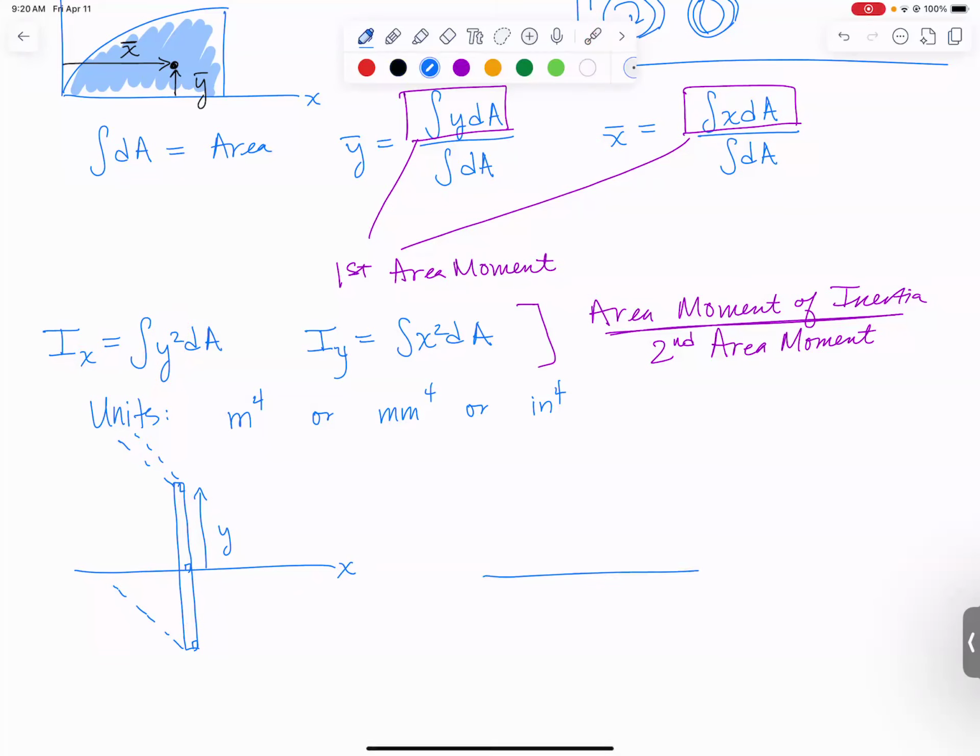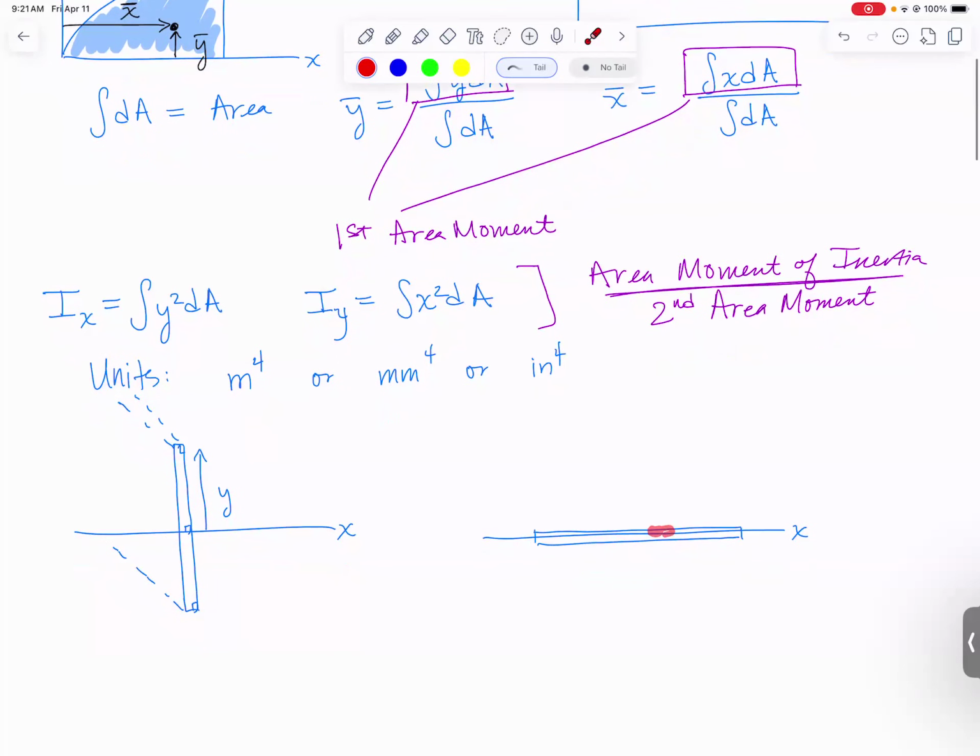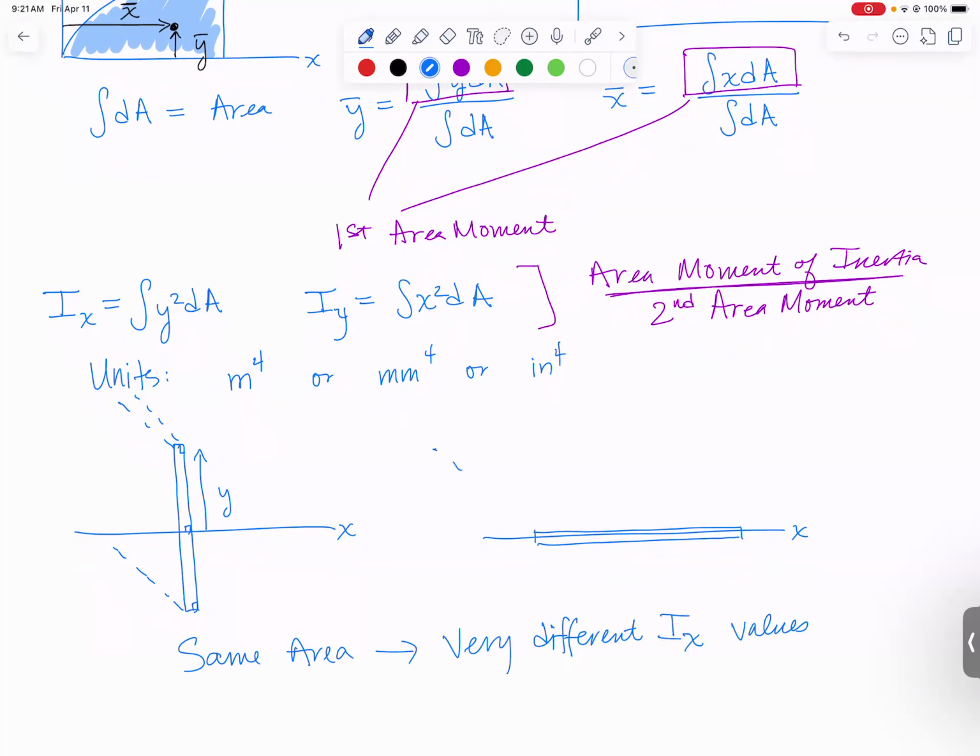Now, what if I orient it the other way and I lay it down flat like this? Same exact area, but do you see how what I've just done is made it so that the area is all now really close to the x-axis? So what we're going to get here is these two situations. We have the exact same area, but very different moment of inertia about the x-axis values. Again, this is a long board that goes off into the page really, really far.